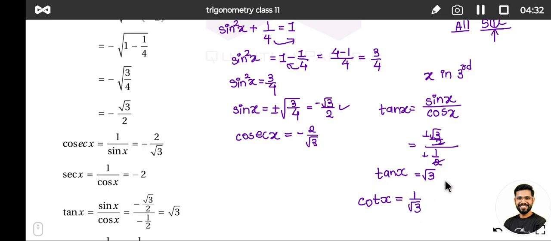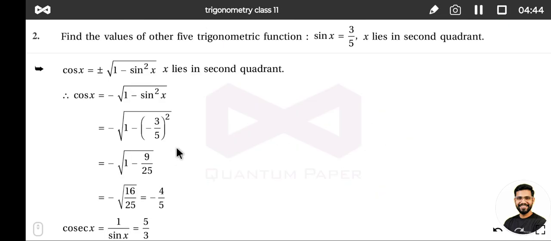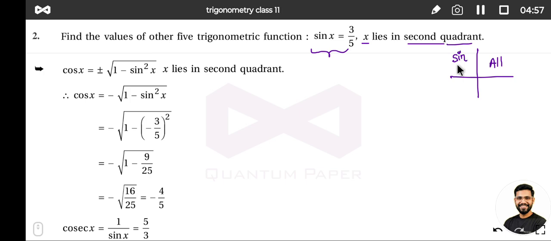Okay. So tan and cot are positive, you can see that, because x lies in the third quadrant, and the remaining 4 ratios are negative. Okay, so we got all the values. Look at the next question. In the next question, sin x is given as 3 upon 5 and x lies in the second quadrant. So we know that in the second quadrant, which is positive? First quadrant all, second quadrant sine and its reciprocal cosec, third quadrant tan and the reciprocal of tan, cot, and in the fourth quadrant cos and sec are positive.